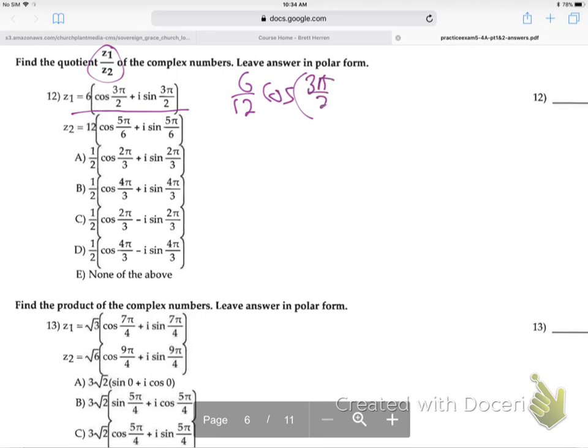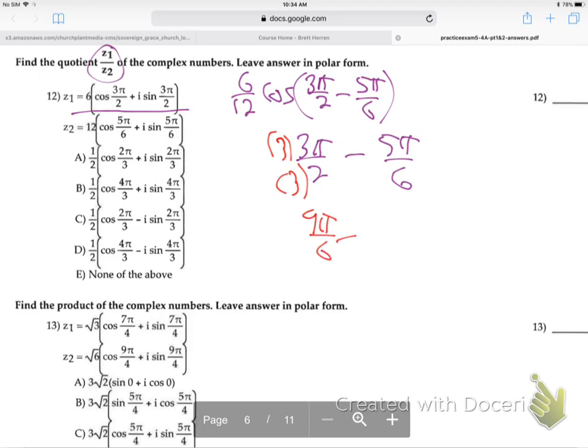So it's 3 pi over 2 minus 5 pi over 6. And then the other side, the cosine, the sine's going to be the same thing. So I'm just going to do this one. Good enough. I'm running out of time here. 3 pi over 2 minus 5 pi over 6. How do you subtract those? Common denominator. Multiply top and bottom by 3. Got 9 pi over 6 minus 5 pi over 6, which is 4 pi over 6, which is 2 pi over 3. And 6/12 in the front, you know that's a half.